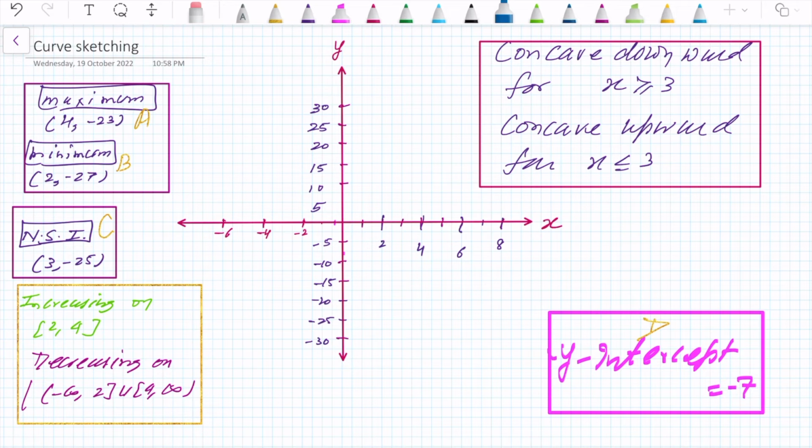the maximum point. Maximum point is 4, negative 23. So let's mark 4, negative 23 first. And then we have minimum point 2, negative 27. So 2, negative 27 is somewhere over here.